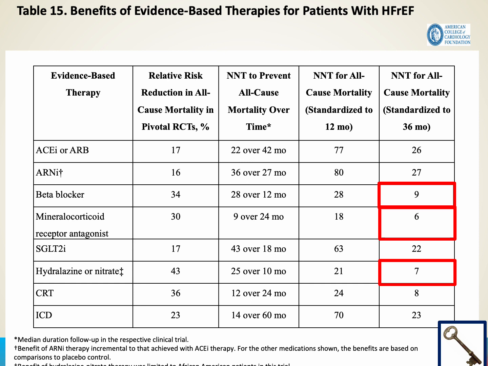SGLT2s, we're waiting for more data, but they're pretty safe, and it's looking like, again, there's benefit associated with that. The hydralazine nitrate combo has to do more with the subset of patients that are being treated, and then a smaller sample size probably in those studies. But again, what's helpful to keep in mind is every one of these drug therapies has a morbidity and mortality benefit associated with them, and that's why we pick these drugs over others. That's how they ended up in the guidelines.